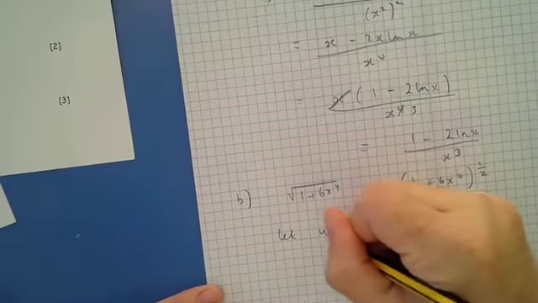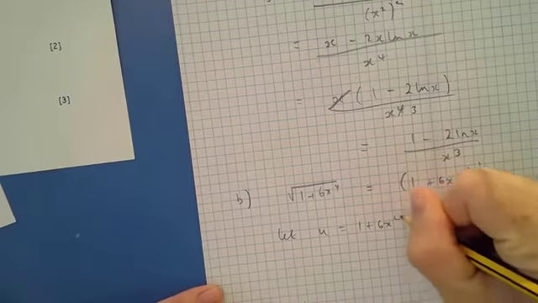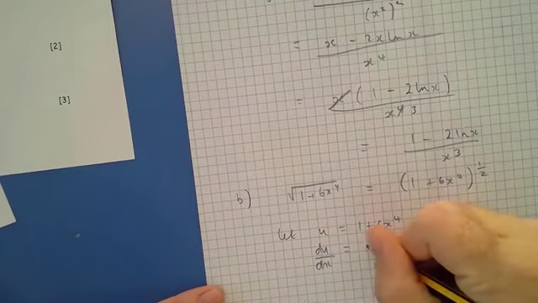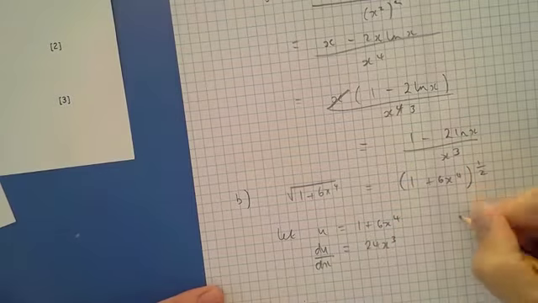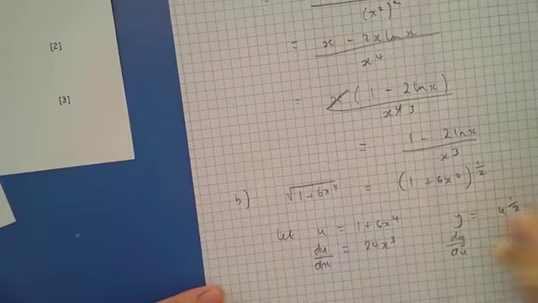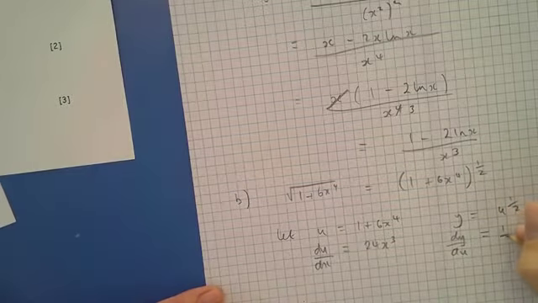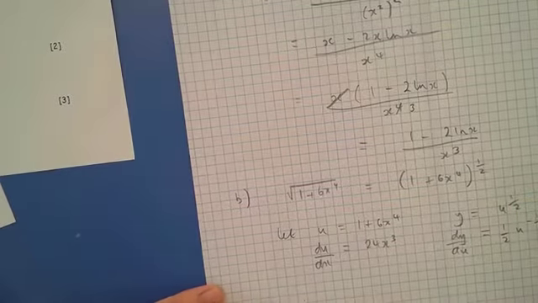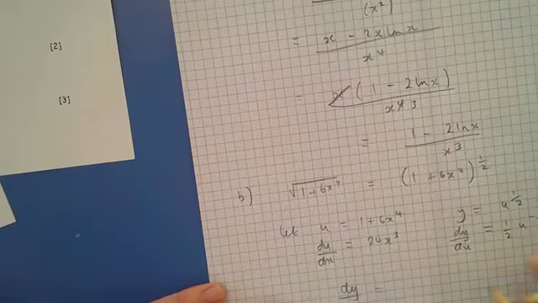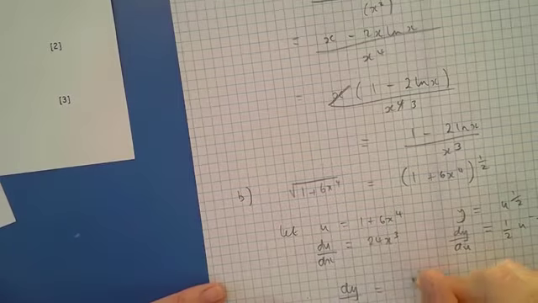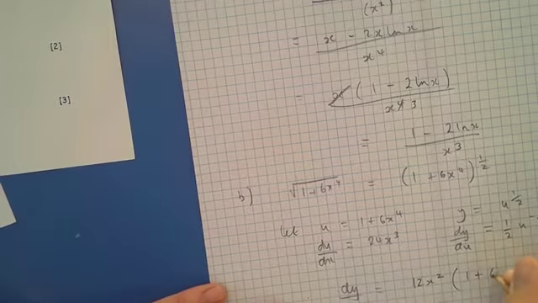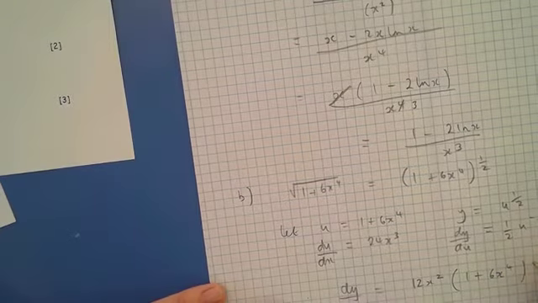So we're going to let u equal 1 plus 6x to the 4. So du by dx would equal 24x cubed, and y would now be equal to u to the half. So dy by du would equal a half u to the minus a half. Then multiplying those out to find dy by dx would give me half of 24, so 12x squared, and then I could just put that original bracket, 1 plus 6x to the power of 4, to the minus a half.